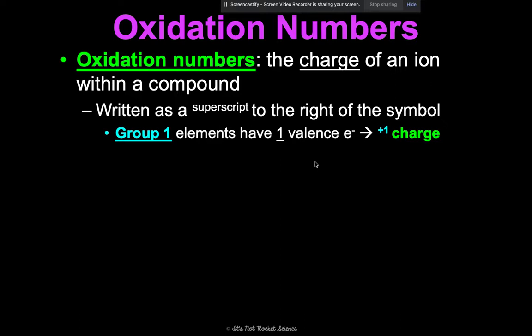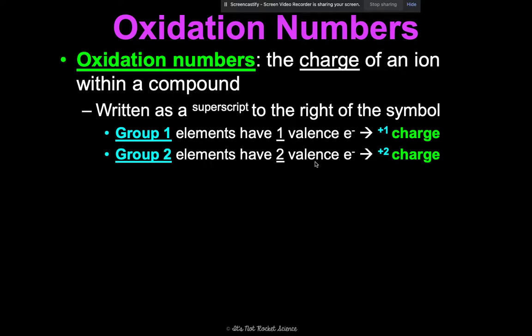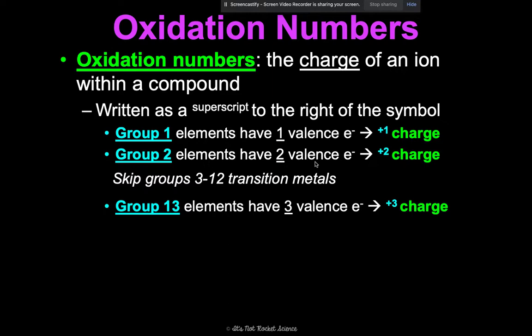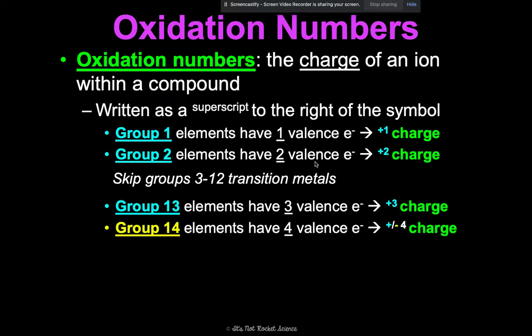For group 1, elements have 1 valence electron, which means they have a +1 charge. Group 2 elements have 2 valence electrons, which means they have a +2 charge. We're going to skip groups 3 through 12, which are our transition metals. Group 13 elements have 3 valence electrons, meaning they have a +3 charge. Group 14 elements have 4 valence electrons, and they can be either positive or negative because group 14 contains things like metalloids. They can behave like a metal or a non-metal, so it depends on what they're being bonded with.